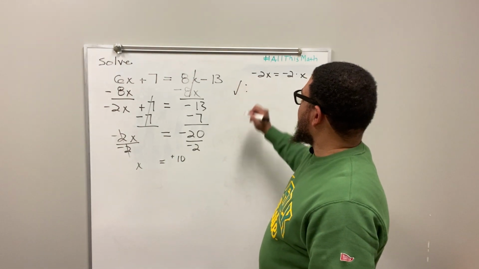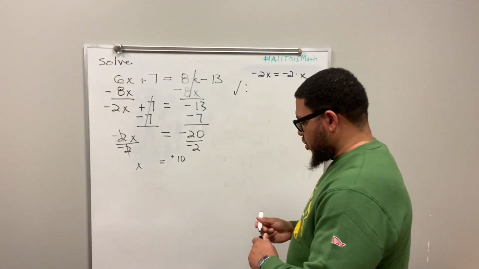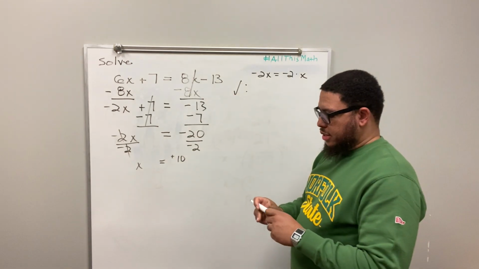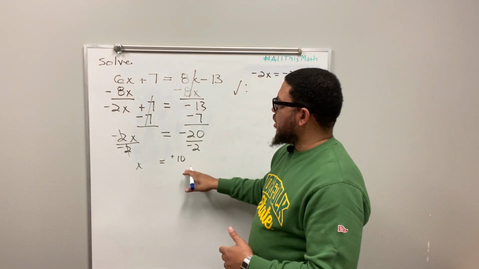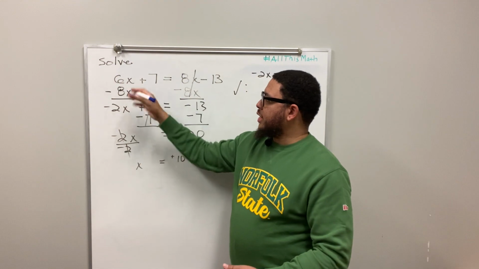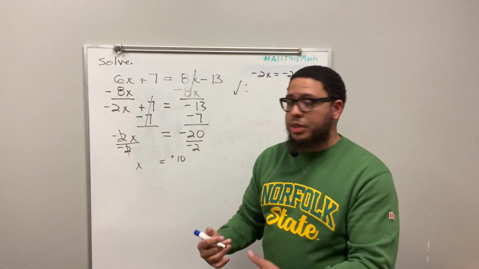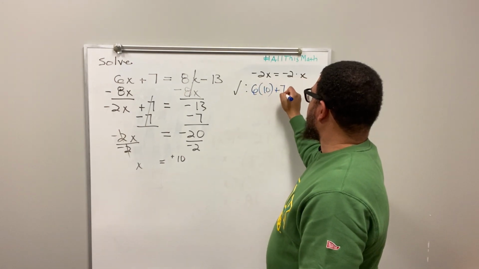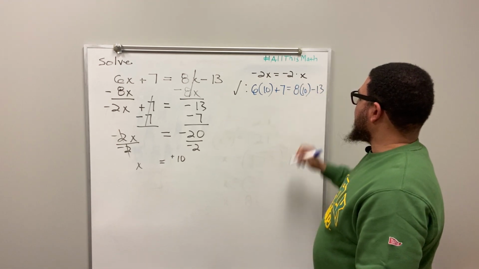Now, let's check this. Boom. Go back to the original equation. The original equation, right? Wherever I see an x, I replace it with 10. Because if x equals 10, then 10 is the number that makes this a true statement. It ensures that 6x plus 7 is in fact equal to 8x minus 13. So I got to replace every x with a 10. So I do 6 times 10 plus 7 equals 8 times 10 minus 13.